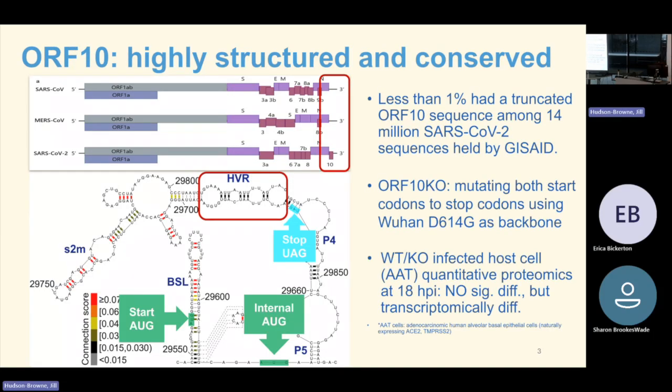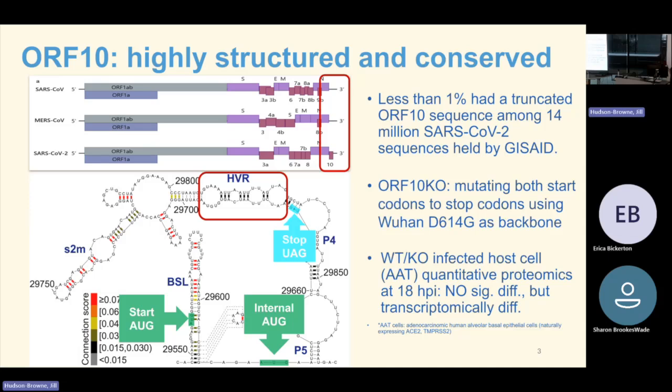So ORF10 is highly structured and conserved. It is only present in the SARS-CoV-2 genome, not in the previous MERS-CoV or SARS-CoV-1. Among the 40 million SARS-CoV-2 sequences held by GISAID, less than 1% of them had a truncated ORF10 sequence. Based on the Wuhan D614G, the image at the bottom is a predicted RNA structure of the ORF10 region. If we mutate both the start and the internal AUG site to a stop codon, and use reverse genetics, we can produce an ORF10 knockout virus.